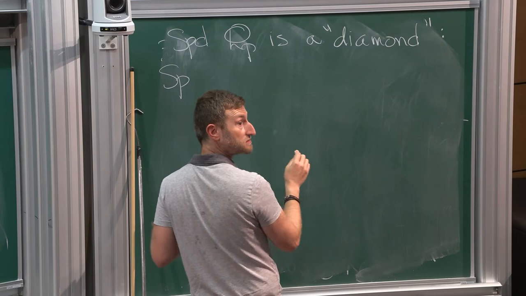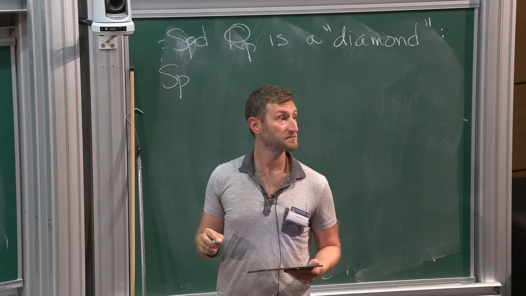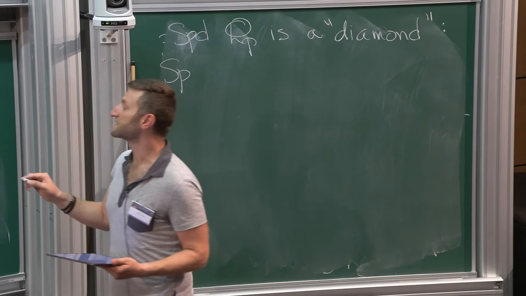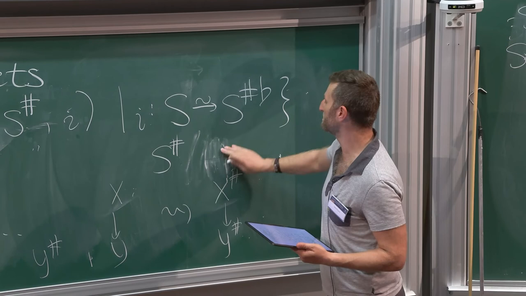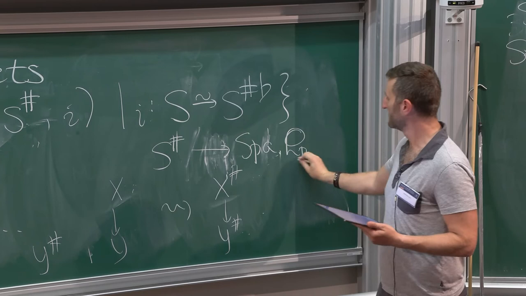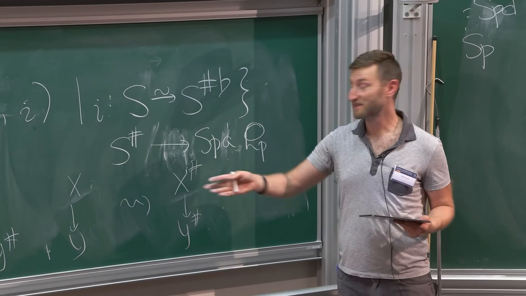The question was, how do you detect whether S sharp lives over Q_p? It's an adic space, and by this I really just mean there's a morphism from this to SPD Q_p, not Spa Q_p, excuse me. In the category of adic spaces, this makes sense. Another way of saying this is that the structure sheaf is a sheaf of Q_p vector spaces.